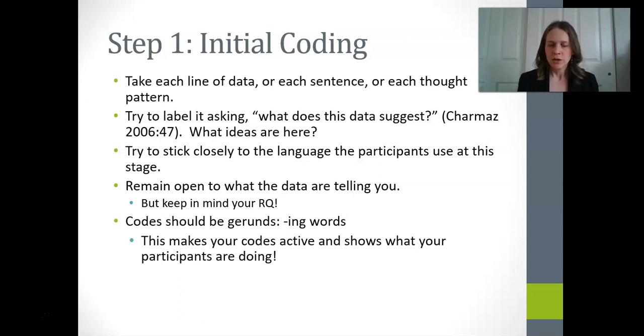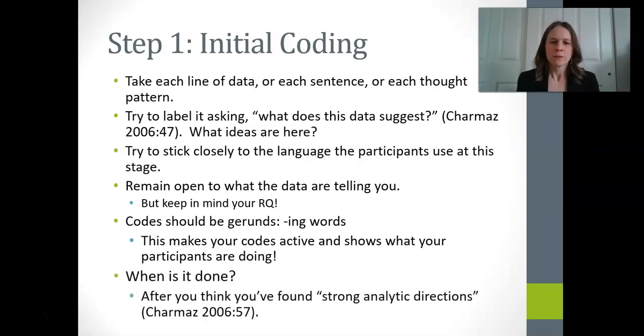Codes should be gerunds, which you can think about as active words, ing words, and this helps make your coding really an active process and to see what your participants are doing. So maybe they're thinking about something, they're going somewhere, those types of words. And then when is your coding process done? Well, Sharma says it's after you think you found a strong analytic direction. Like I said, it can feel very abstract and very overwhelming.